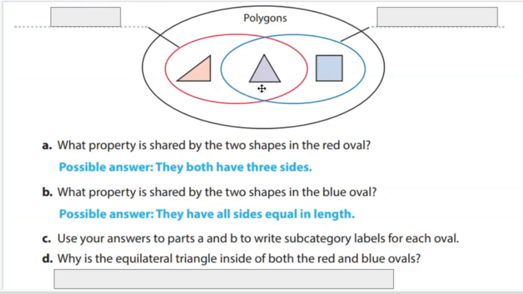This is an equilateral triangle and this is a square. So the top, the bottom, the left, and the right are all the same side length. The left, the right, and the base are all the same. So these two shapes can be grouped together because they have the same side lengths.